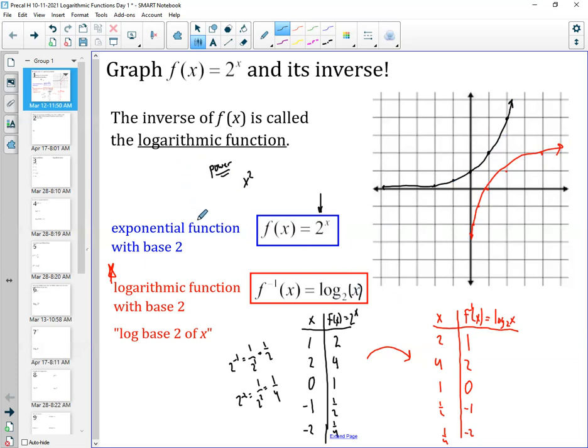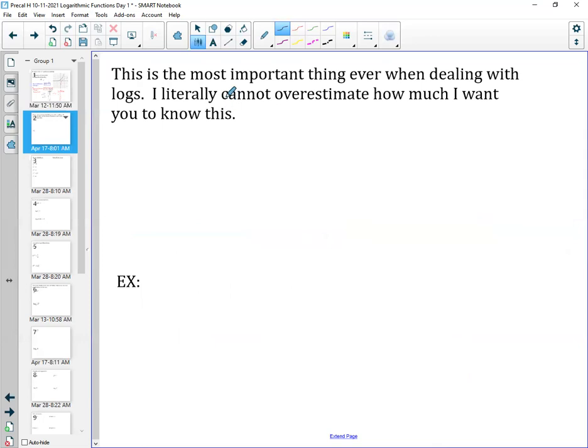I'm going to show you what this is going to mean, and what I think of as a definition of the logarithm right here. Okay, so I'll read this because it's important, and I know it's important because it says right here, this is the most important thing ever when dealing with logs. That means logarithms. I literally cannot overestimate how much I want you to know this. This is going to show up on every test, quiz, homework assignment. It's the thing that's the most important about logarithms.